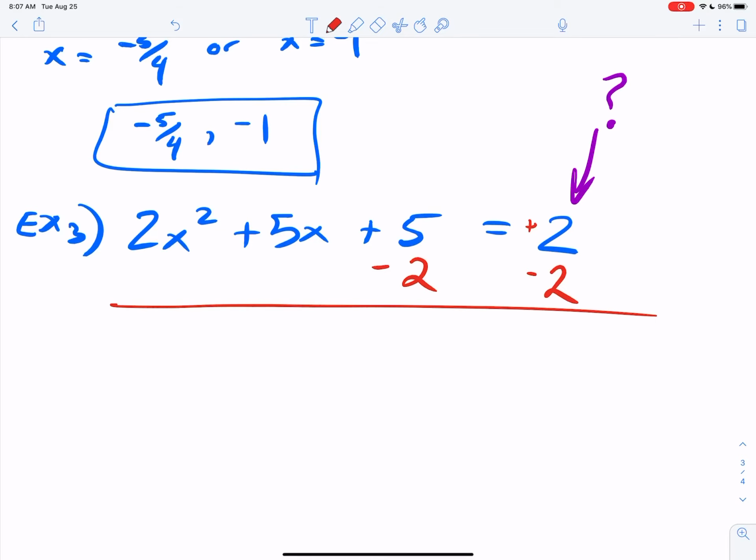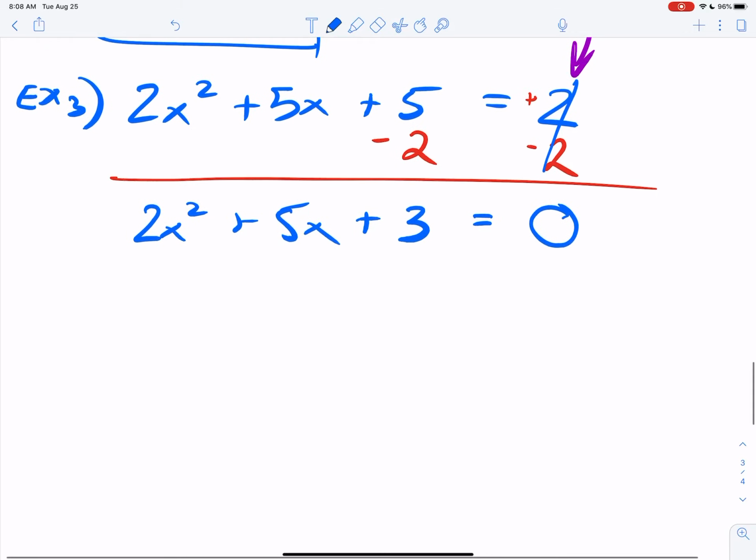All right? So we'll have 2x squared plus 5x, and positive 5 minus 2 gives you 3. We keep the sign of the larger number. And the right-hand side, most people will cross it out, but what does that really mean, right? 2 minus 2 is 0. So sometimes you've got to fix the right-hand side before you proceed.